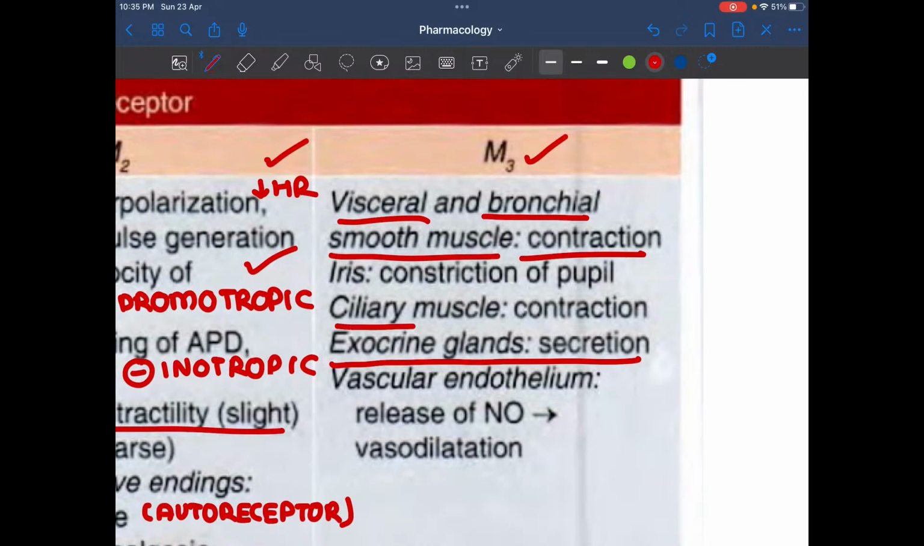Okay. What about the ciliary muscle? As I told you, contraction again by the M3 type of receptors. Why? All of this contraction is happening by what? Via calcium. And this makes sense because our M3 type receptor is mainly a Gq linked type of receptor.